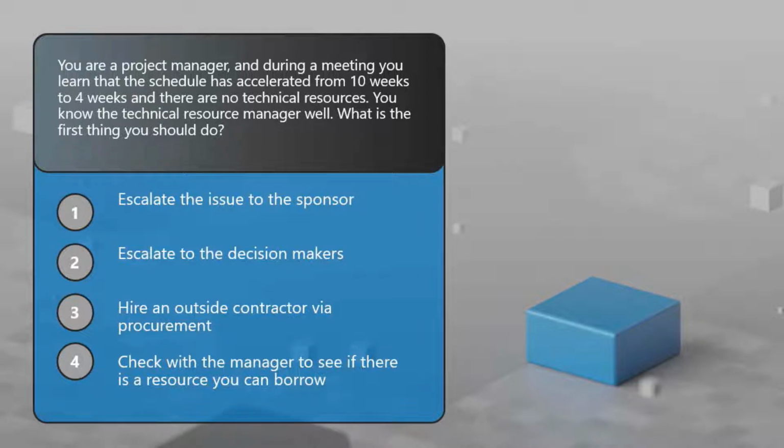If you're a project manager and during a meeting you learn that the schedule has accelerated from 10 weeks to 4 weeks, because that never happens, and there are no technical resources, the technical resource manager, well, what is the first thing you should do? And this is a really good sort of overview of the types of questions you could see. Do you escalate to the sponsor, decision maker, hire somebody outside via procurement, or check with the manager to see if there's a resource you can borrow?